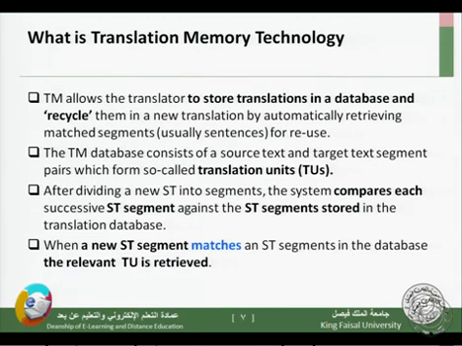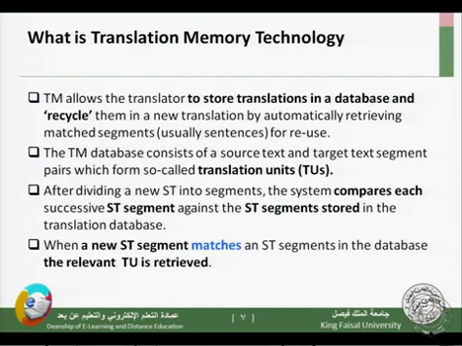Now, the TM database, the second point. Now, the database consists of what? Of source text and target text segments. The data consists of source text and target text segment pairs, which form the so-called translation units. So in the database, you have a segment from the source and a segment from the target, and they are stored in the database, and they are called translation units.